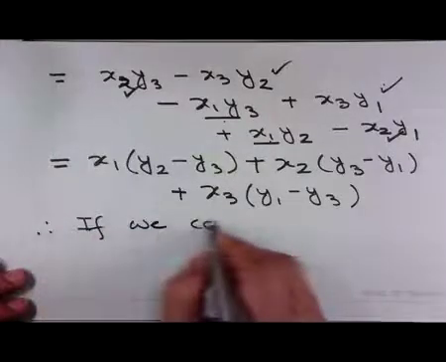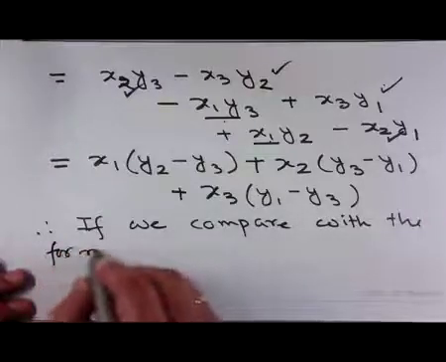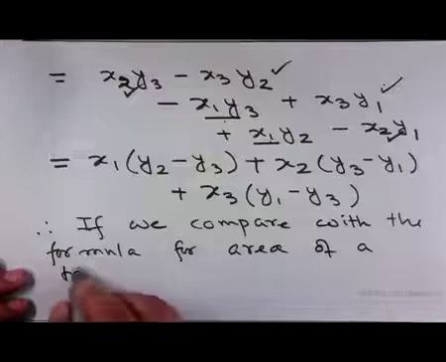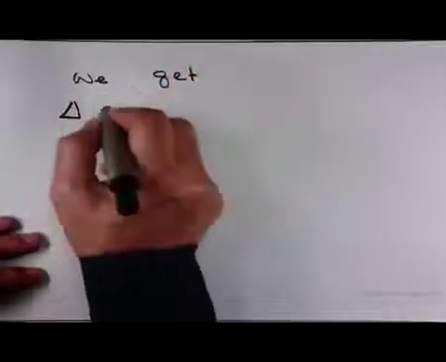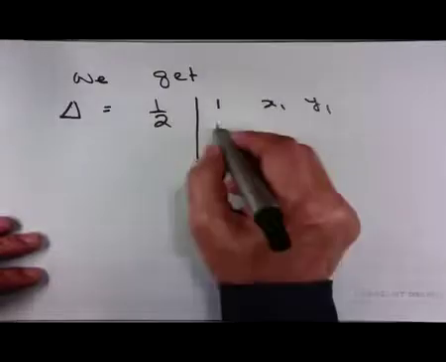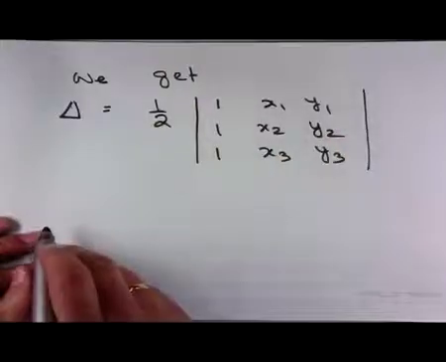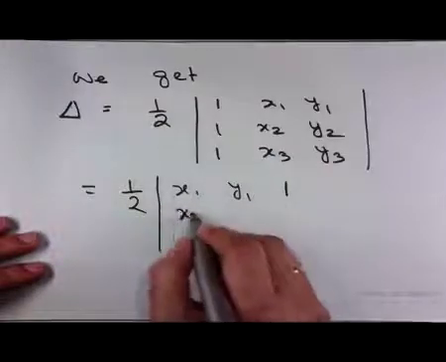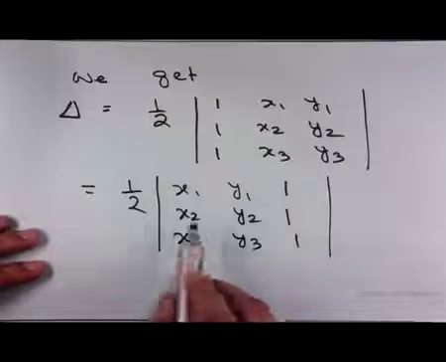Therefore, if we compare with the formula for area of a triangle, we get that area is equal to half of the determinant of 1 x1 y1, 1 x2 y2, 1 x3 y3, or it is same as half of x1 y1 1, x2 y2 1, x3 y3 1. In some books you may get it like that.